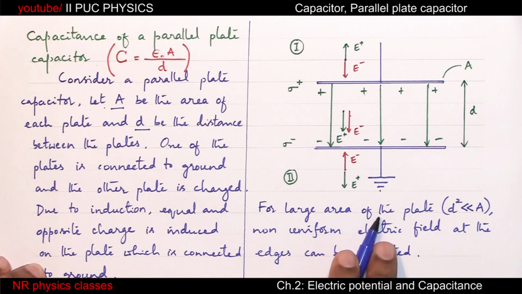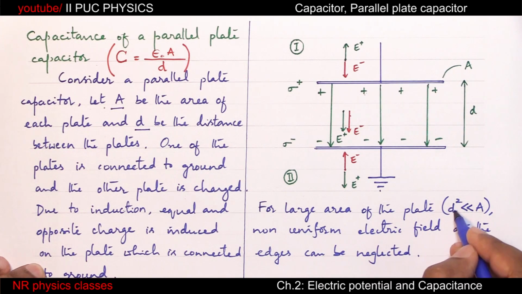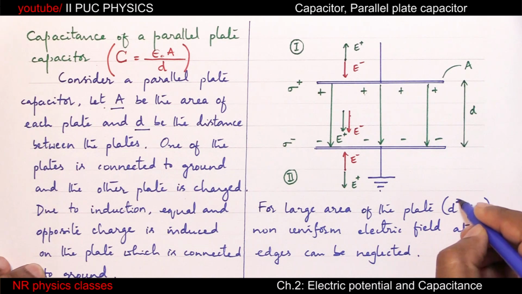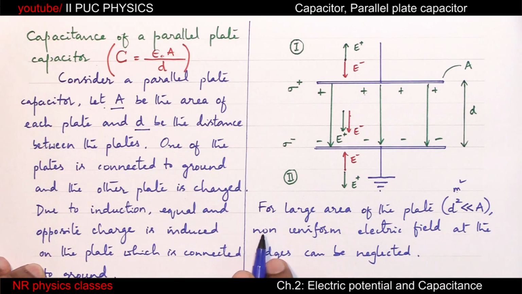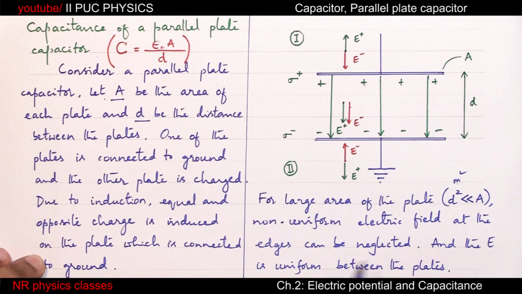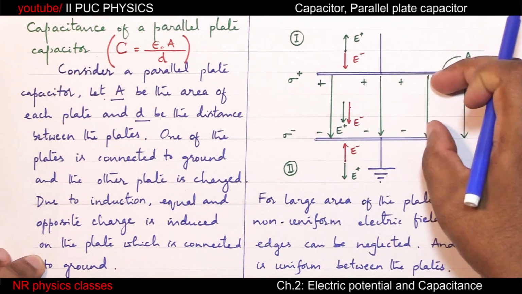For a large area of the plate, d square, unit of d square is meter square, which can be compared to area. For a large area of the plate, the non-uniform electric field at the edges can be neglected. And the electric field is uniform between the plates.